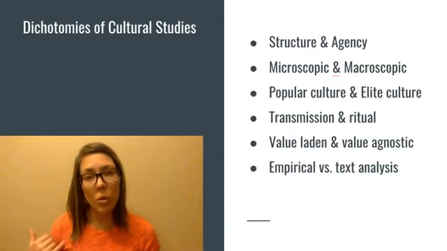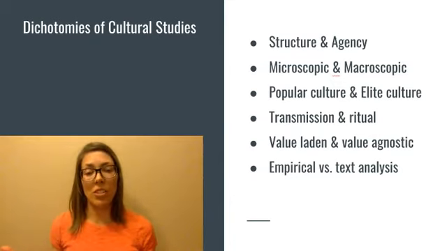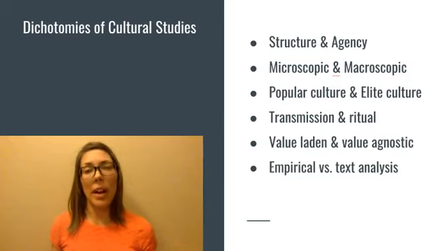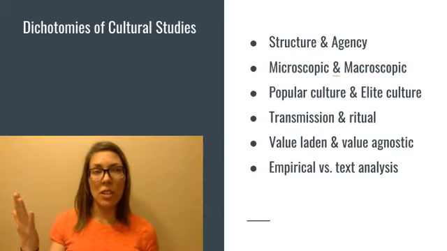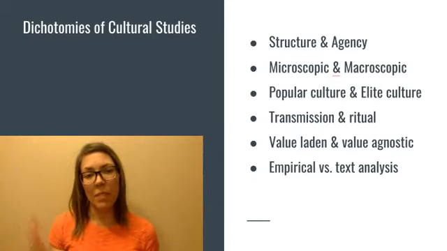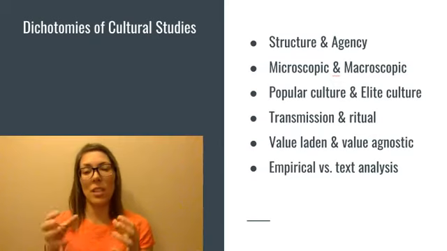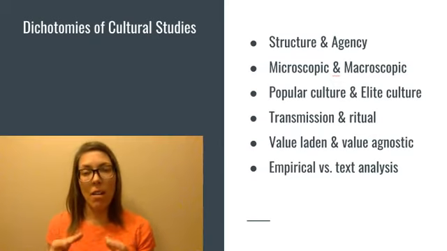We talked earlier in the quarter about the difference between structure and agency. So individual agency: how much power does the individual have to influence society, culture, their community, versus how much are they subject to and impacted by these greater structures. We're looking at the difference between microscopic and macroscopic theories. Microscopic interactions are the individual experience of media or a mediated experience, something that happens through mass media, but is focused on the individual experience.